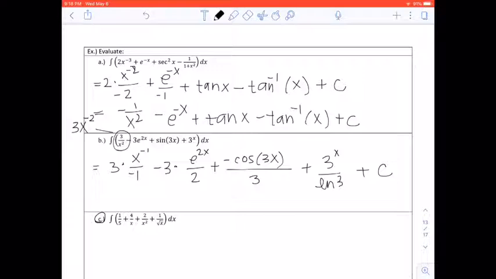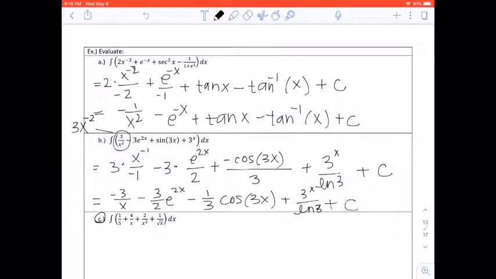Checking this, you can always take a derivative of this and see if it matches what we have as our original function. But from here, I'm going to go ahead and clean this up, and we have negative 3 over x minus 3 over 2 e to the 2x minus 1/3 cosine of 3x plus 3 to the x over ln of 3, plus c. And that would be our final answer.